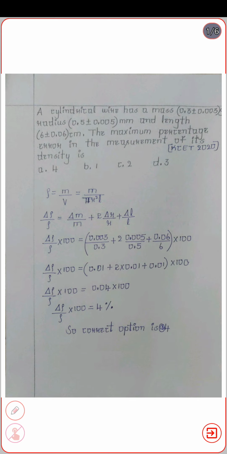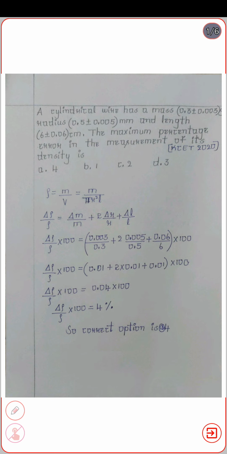That is, delta m value is 0.003 divided by m value 0.3, plus 2 into delta r value 0.005 divided by 0.5, plus delta L 0.06 divided by 6, into 100. For the simplification, we get 0.04 into 100, and that's nothing but 4%. So which option is that? That is the first option, 4%.